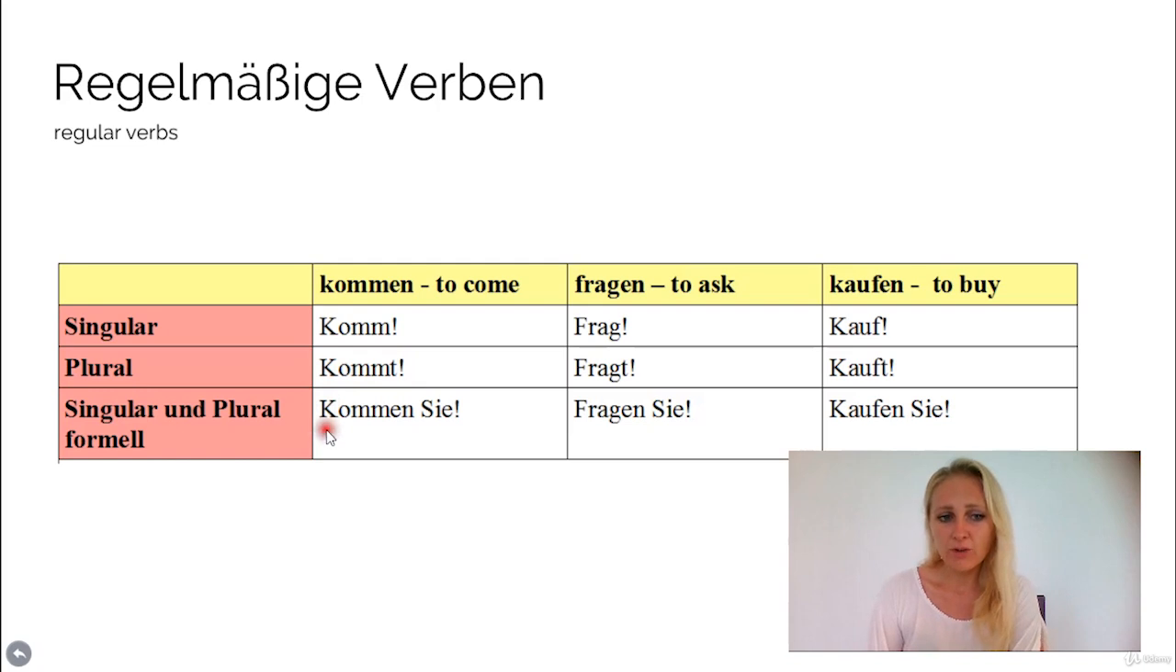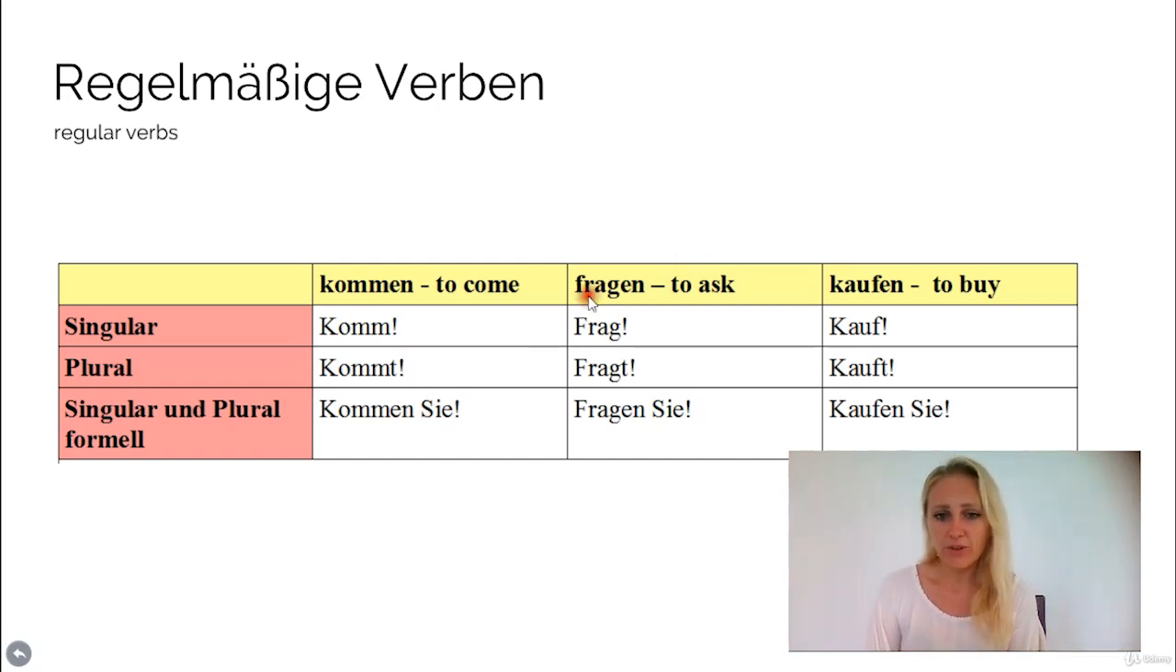And here, for the formal way, you say kommen Sie. The conjugation is exactly the same. It would be Sie kommen, which means either they come or you come in the formal way. If you use it in the imperative form, you first put the verb and then comes the subject. Kommen Sie. Now it means come to a group of people, but also to just one person, in the formal way.